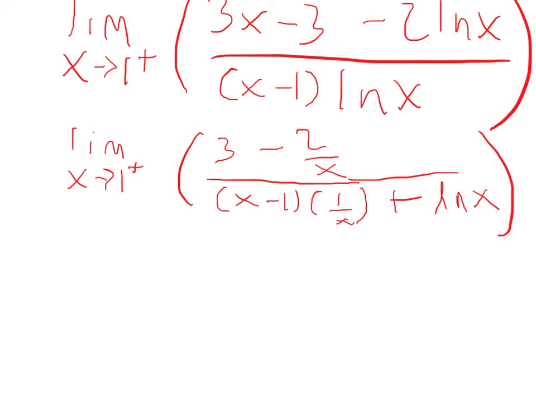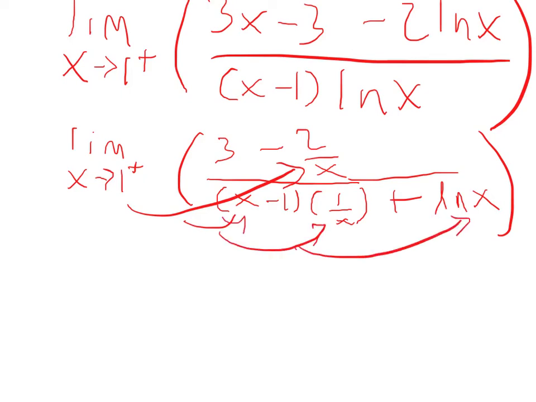And after you plug in 1 for all that, we can get 3 minus 2. Right, we plug in 1 for all of those, so we get 3 minus 2 on top.